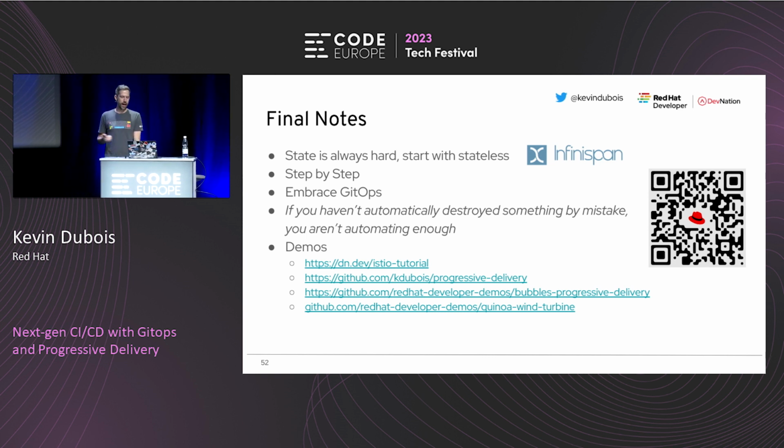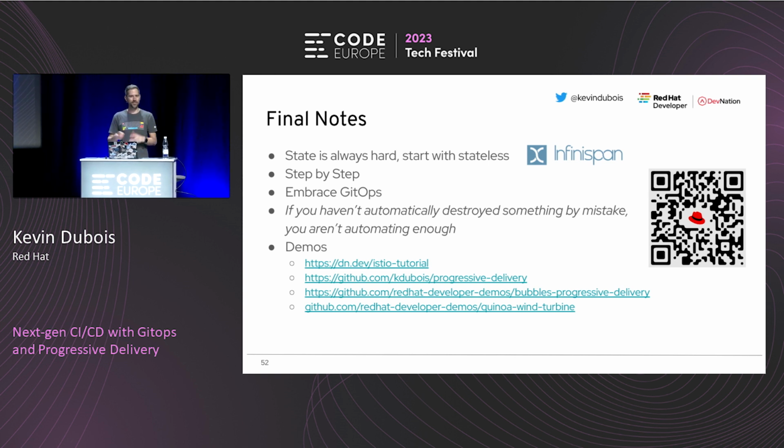And so basically, if you haven't automatically destroyed something by mistake, then you're not automating enough. So, of course, that does happen.